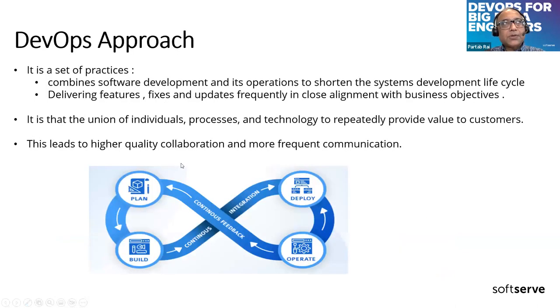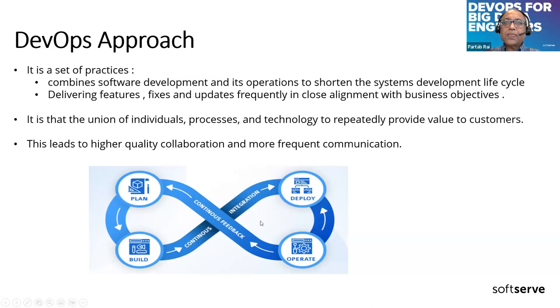So when speaking on DevOps, we know this is basically a concept about developers and the operation team working together. Whenever we do any development, of course, we have a plan and build. And from the operation perspective, we deploy and operate. So this is a kind of continuous integration and continuous feedback so that the software at the end will be delivered as the business requires.